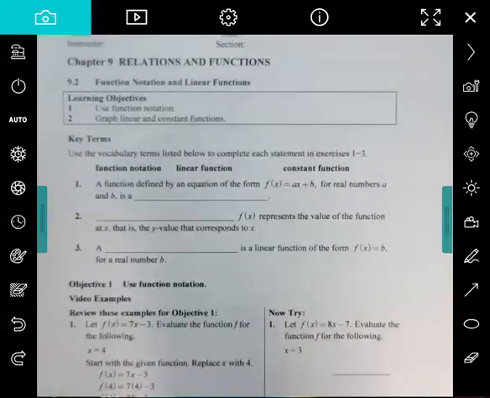Okay, hopefully all is going well. Hopefully all is well. Now we're going to do section 9.2.